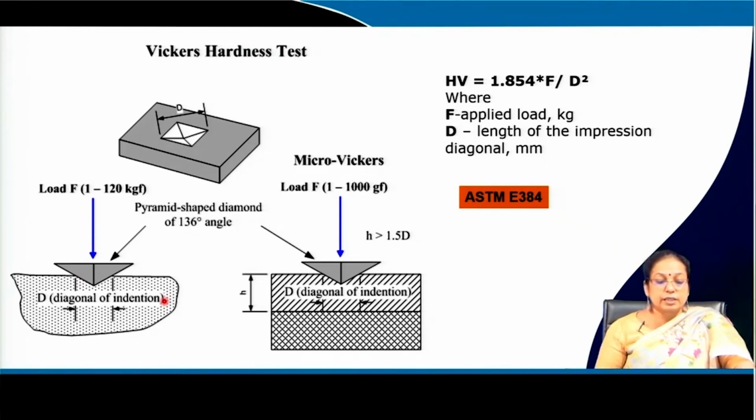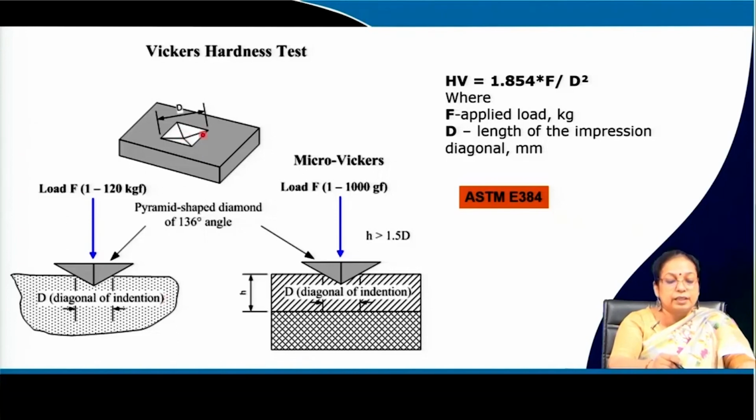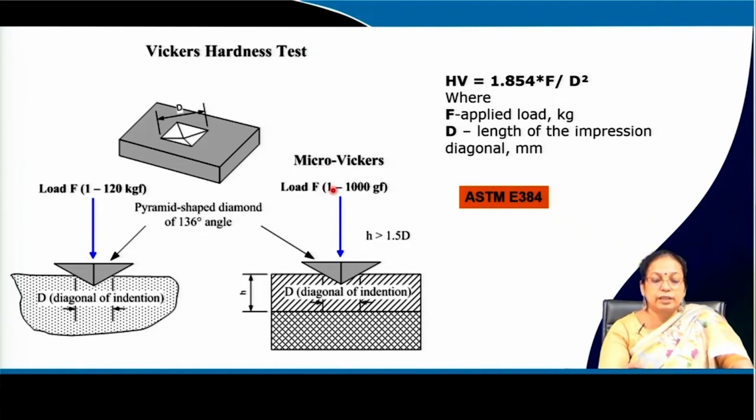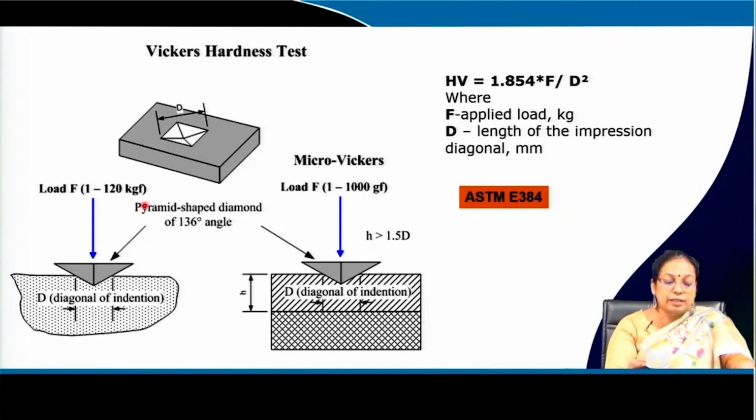In the Vickers hardness test, if you look at the indenter, it is a pyramid-shaped diamond indenter having a 136 degree angle. Your load varies from 1 kilogram force to 120 kilogram force. That is the range applied for normal hardness, but when you talk about micro Vickers hardness, the load is much lower, even 100 times lower than what you apply in normal hardness testing. Here the load varies from 1 gram force to 1000 gram force for micro hardness testing.